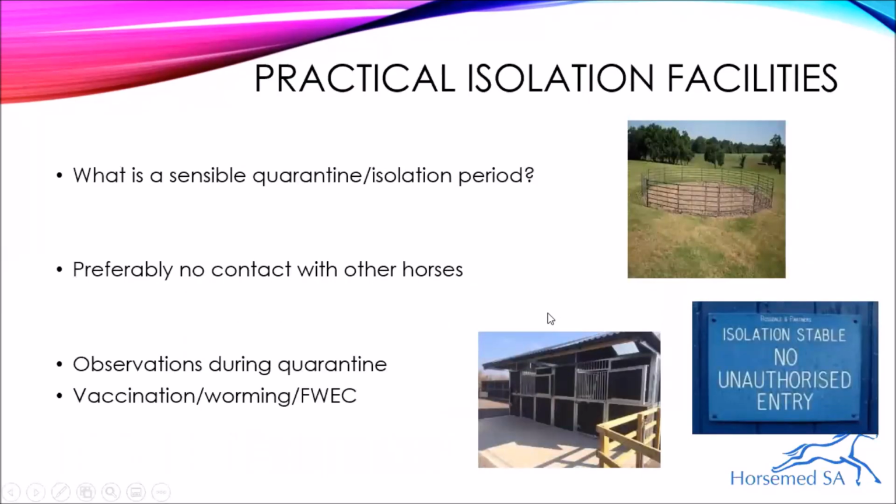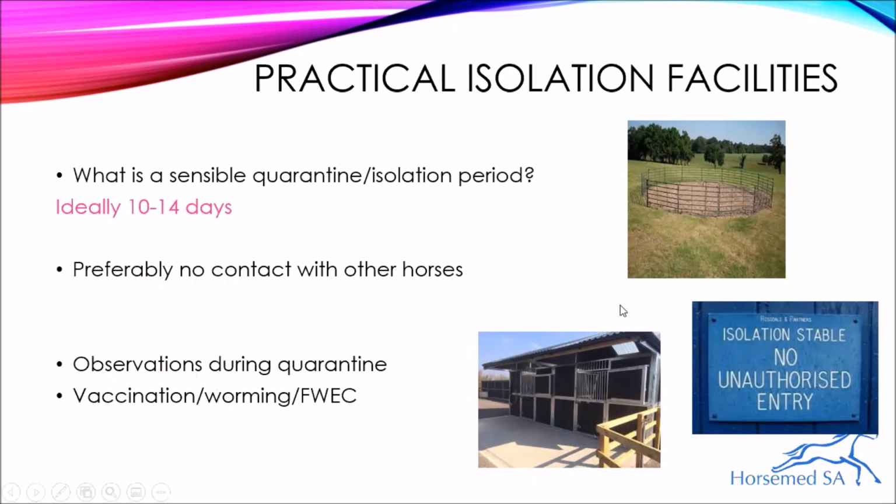So I promised you we would talk about isolation. Again, I'm going to try and talk about practical isolation facilities if possible. So what is a sensible quarantine or isolation period? This is a good question. 14 days for coronavirus, right? For horses, again, ideally 10 to 14 days. People think that's crazy when I say that, but as we'll discuss, it's really necessary.